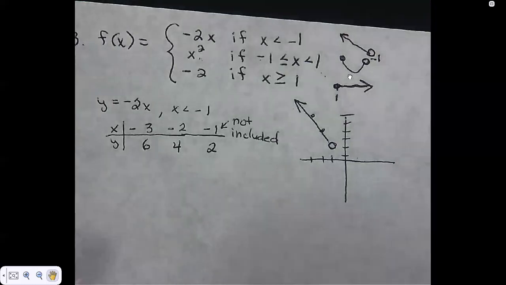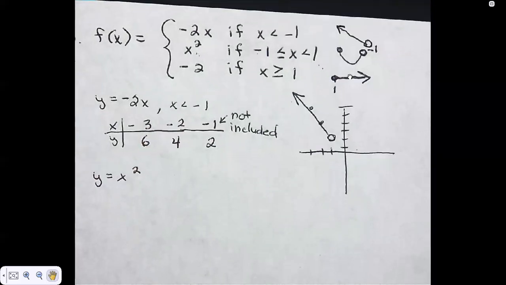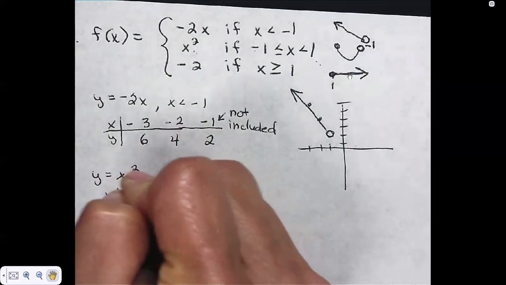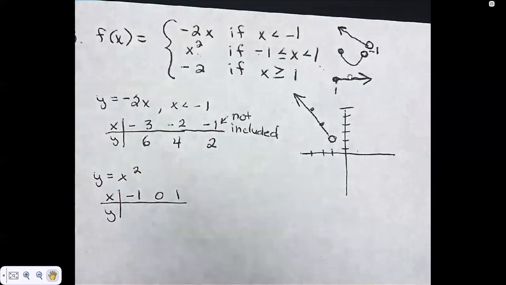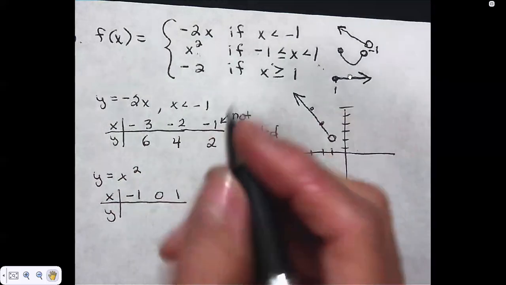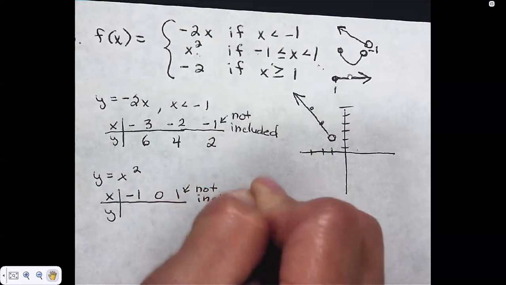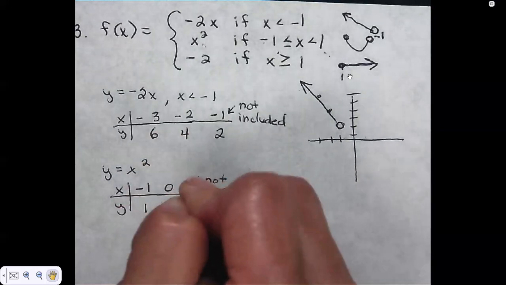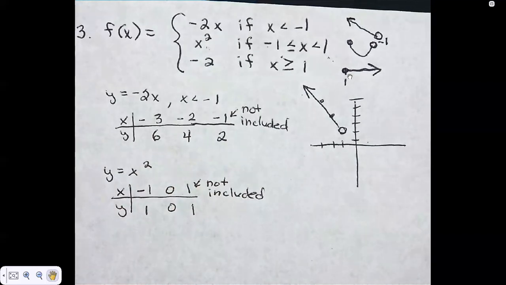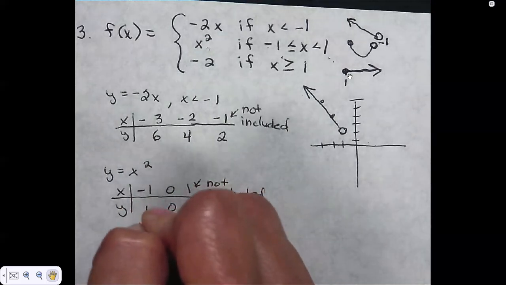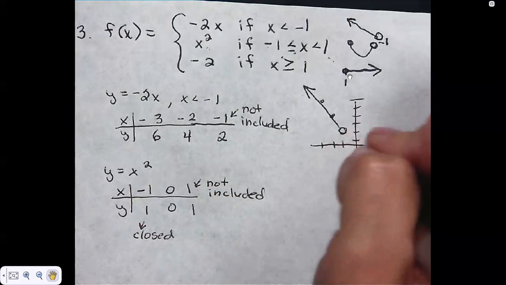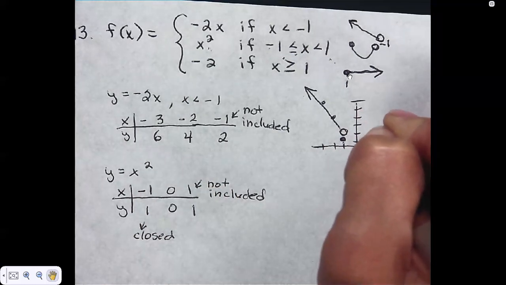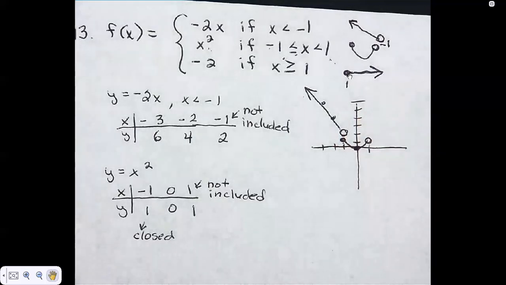And then for the y equals x squared piece, we know it's going to be part of a parabola, and it's for x's between negative 1 and 1, including the negative 1, but not including the 1. So if you need some ordered pairs, negative 1 squared is 1, 0 squared is 0, 1 squared is 1. I can put a closed dot on the negative 1, 1 because it's included right there. Negative 1, 1 with a closed dot, 0, 0. I just can't have a closed dot on 1, 1. So there's my little piece of parabola.